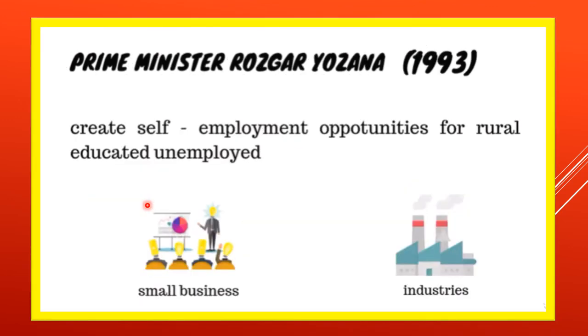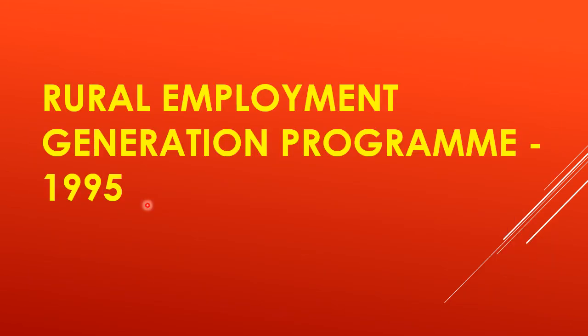Another anti-poverty scheme that was started in 1993 was the Prime Minister Rozgar Yojana, and it aimed to create self-employment opportunities for rural educated unemployed. They could start a small business or set up their industries in rural areas and in small towns. In 1995, the Rural Employment Generation Programme was launched. This programme aimed to create self-employment opportunities in rural areas and in small towns.